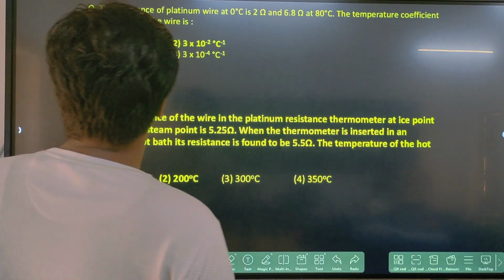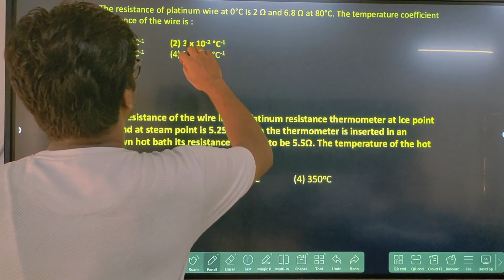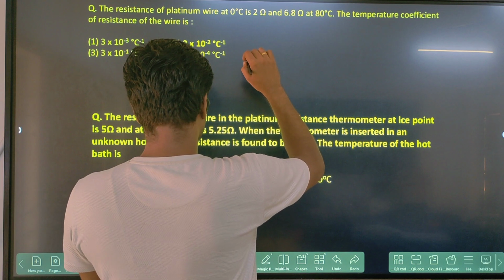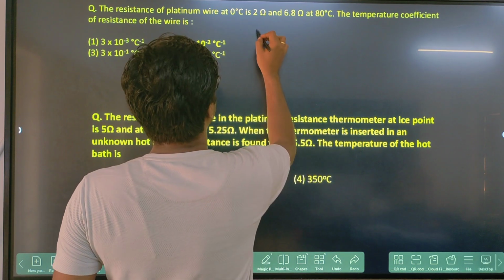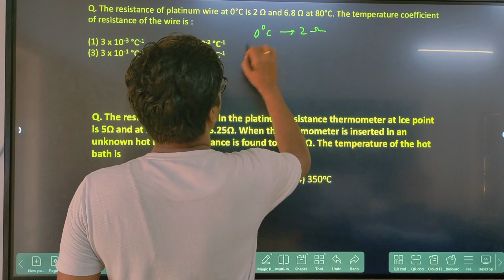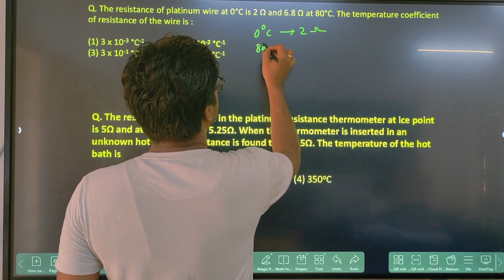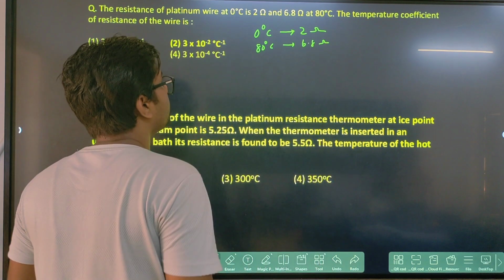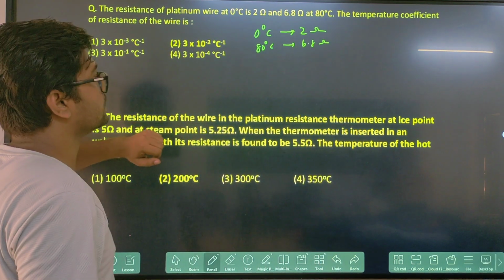Now let's do some problems. The resistance of a platinum wire at 0 degrees Celsius is 2 ohm, and at 80 degrees Celsius it is 6.8 ohm. They are asking for the temperature coefficient of resistance.